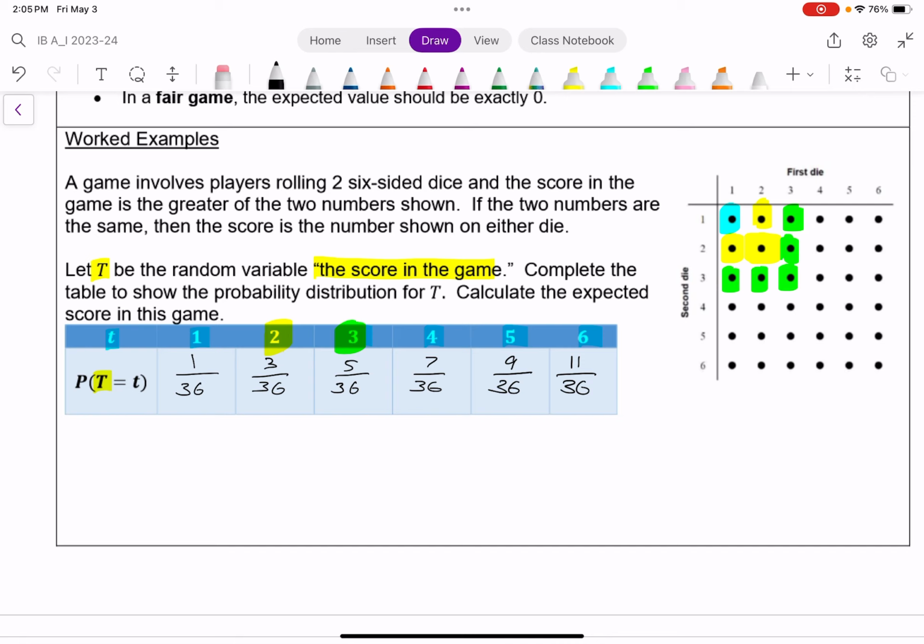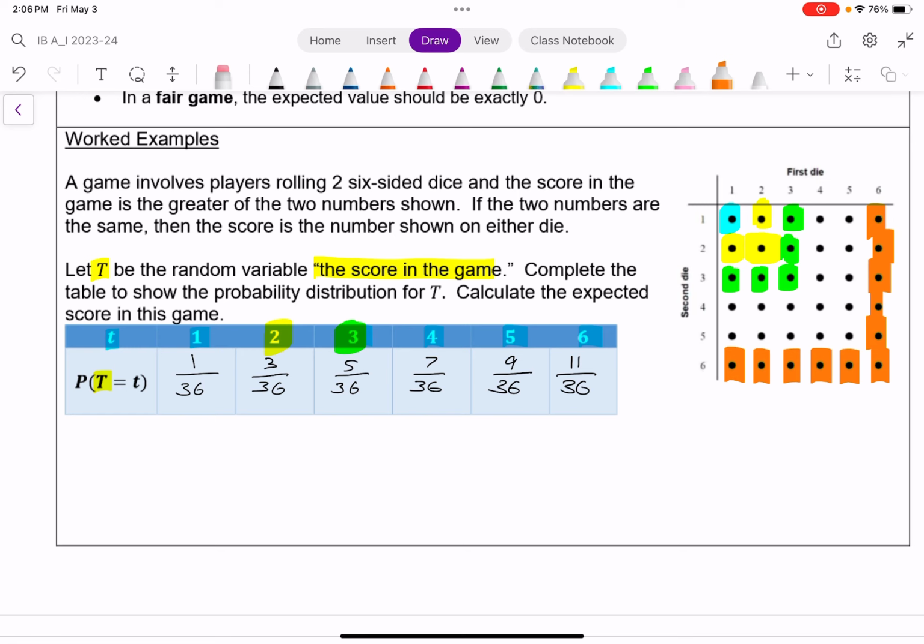And just to confirm, let's look at the last one, to get a score of 6. Any of these here will lead to a score of 6, and there are 11 there. And so these are all correct. Quite often we'll see some sort of pattern forming, but you don't want to jump to a conclusion too quickly. All right, that's the table completed.